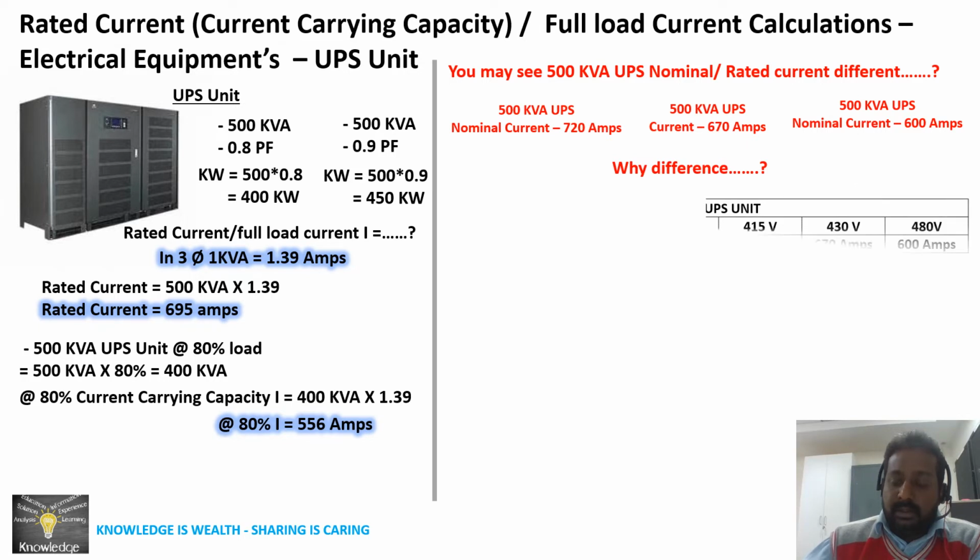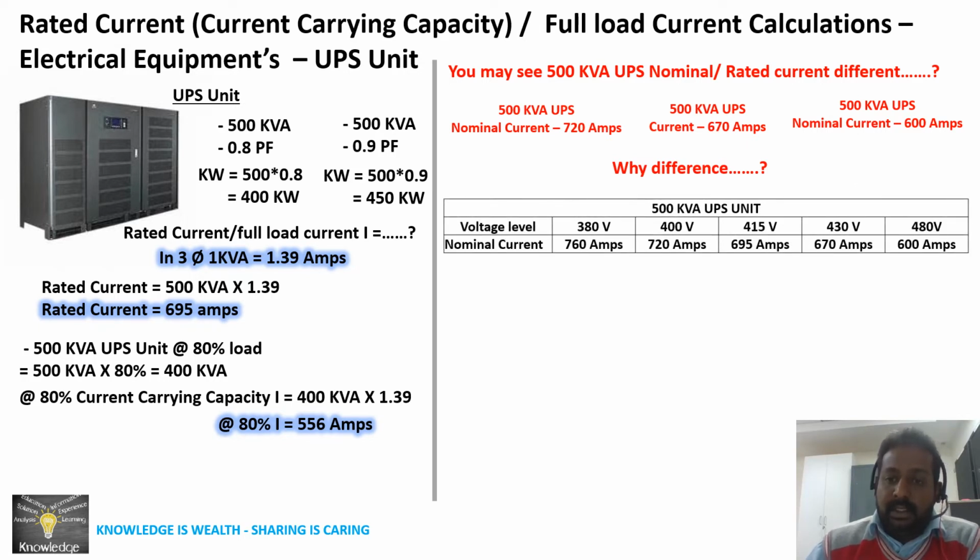Because there is a tolerance limit. Earlier we discussed the tolerance level of voltage. It is 430 plus or minus 10%. So the UPS voltage tolerance level is from 380 to 480. If it is below 380, the UPS will trip, and above 480 volts, the UPS will trip. So that is the tolerance level.